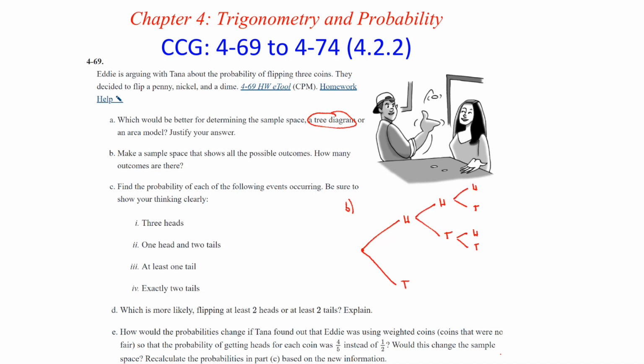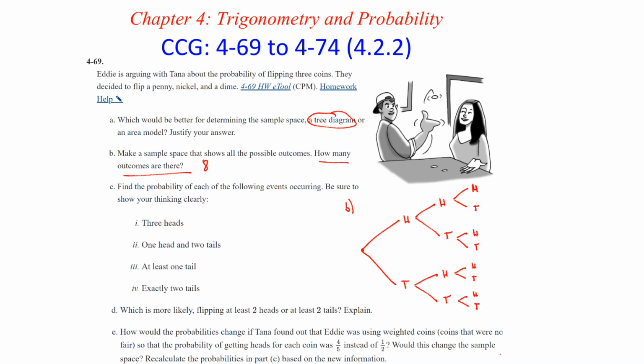And then on the bottom, the same thing's going to happen if you flip a tails first. You're going to have 2 options after that, either heads or tails. And then once again, 2 more options on that third coin, heads or tails. So how many outcomes are there? There's a total of 8 outcomes.